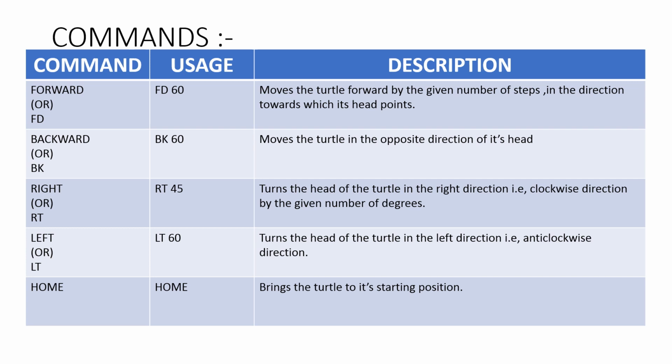In Logo command it is written as LT60. Now it turns the head of the turtle in the left direction, that is anti-clockwise direction. It is opposite to that of right. In Logo language it is written as LT. For example LT60 will turn the head of the turtle in the left direction by 60 degrees. You can mention any degrees by which you want your turtle to be rotated in anti-clockwise direction, according to your requirements.